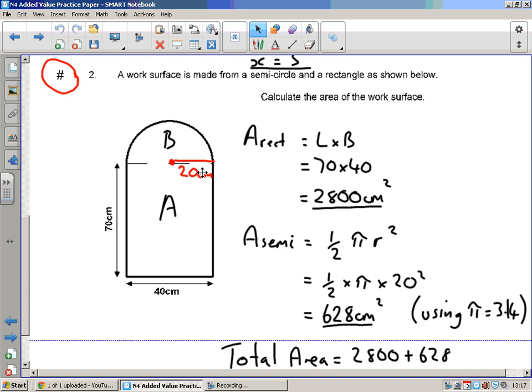Question number 2. The work surface is made from a semicircle and a rectangle as shown below. Calculate the area of the work surface. So it's basically a composite area question. We have a rectangle and a semicircle.